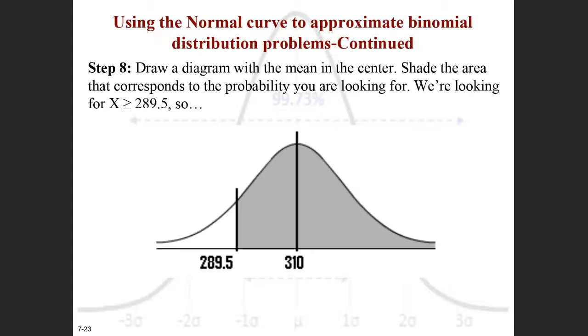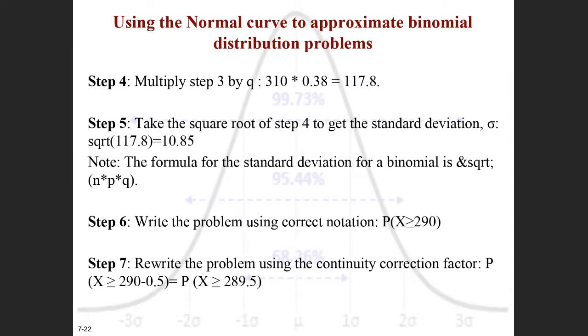So, as done in the video, you draw a diagram with the mean in the center because you know it's a standardized bell curve. You shade the area that corresponds to the probability you are looking for. So you're looking for, in this case, just to go back, there's a continuity correction factor. You want x greater than or equal to 289.5.